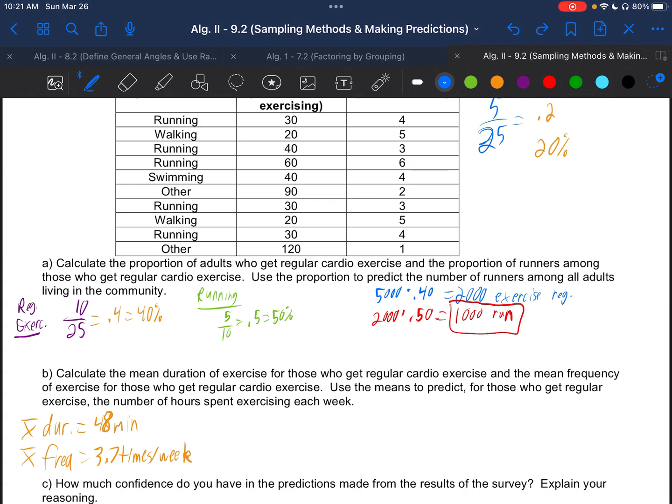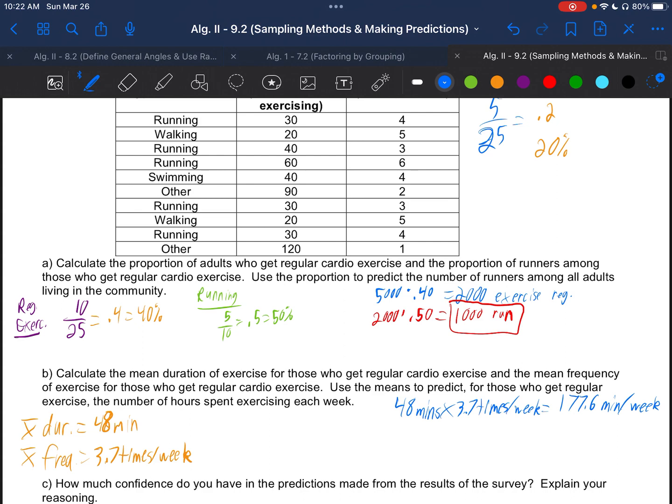So we'll take 48 minutes times 3.7 times per week. So each time would be about, on average, 48 minutes, and if they're doing on average 3.7 times a week, that gives us 177.6 minutes per week.